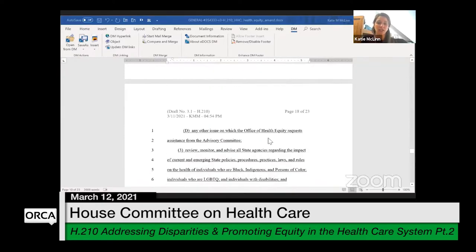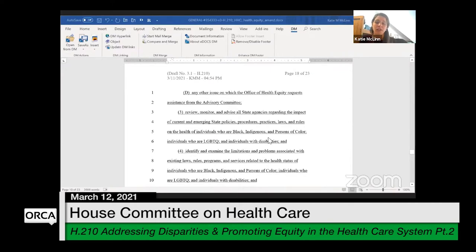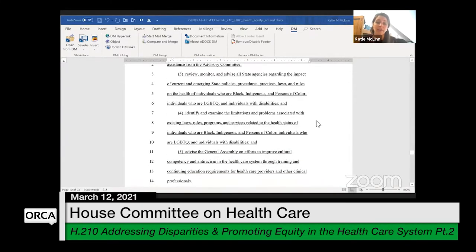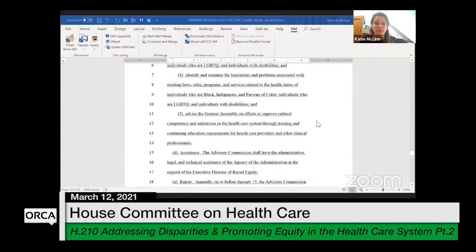And then subdivision 3 looks at or charges the commission with reviewing, monitoring, and advising all state agencies regarding the impact of policies, procedures, practices, and laws on the populations that we've been focusing on. Also identifying and examining the limitations and problems associated with existing laws, rules, and programs for the identified populations. And lastly, advising the General Assembly on efforts to improve cultural competency and anti-racism in the healthcare system through training and continuing education of members of the healthcare professions.